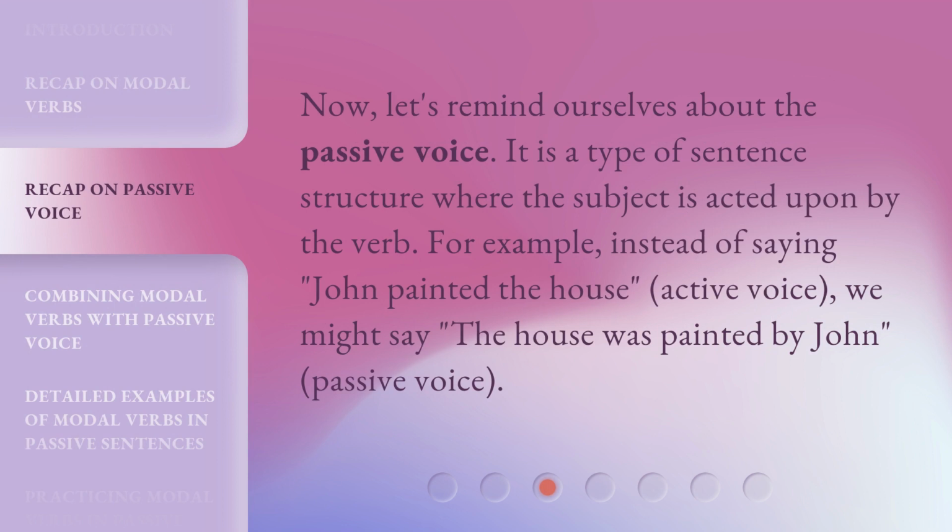Now, let's remind ourselves about the passive voice. It is a type of sentence structure where the subject is acted upon by the verb. For example, instead of saying, "John painted the house," active voice, we might say, "The house was painted by John," passive voice.